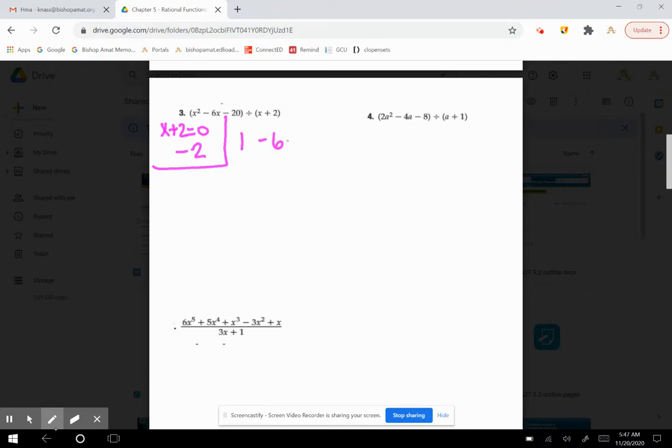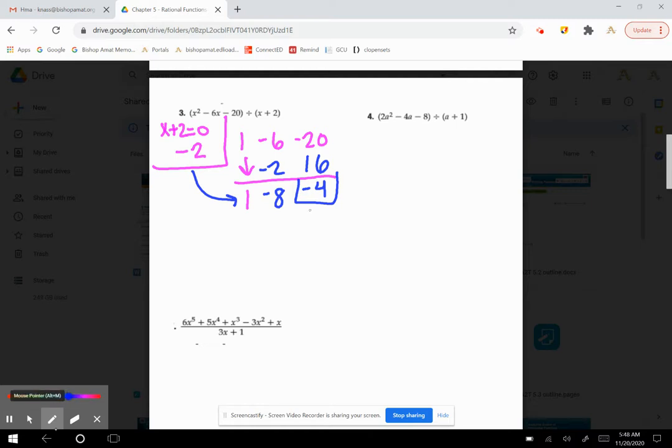Write our coefficients down: 1, -6, -20. So we have 1. Drop the 1 down. Now time to multiply. This gets us -2. That is a -8. This gets us a positive 16. This gets us a -4. My remainder is -4. So my answer, we started with x squared, so this is x. x minus 8, remainder -4.